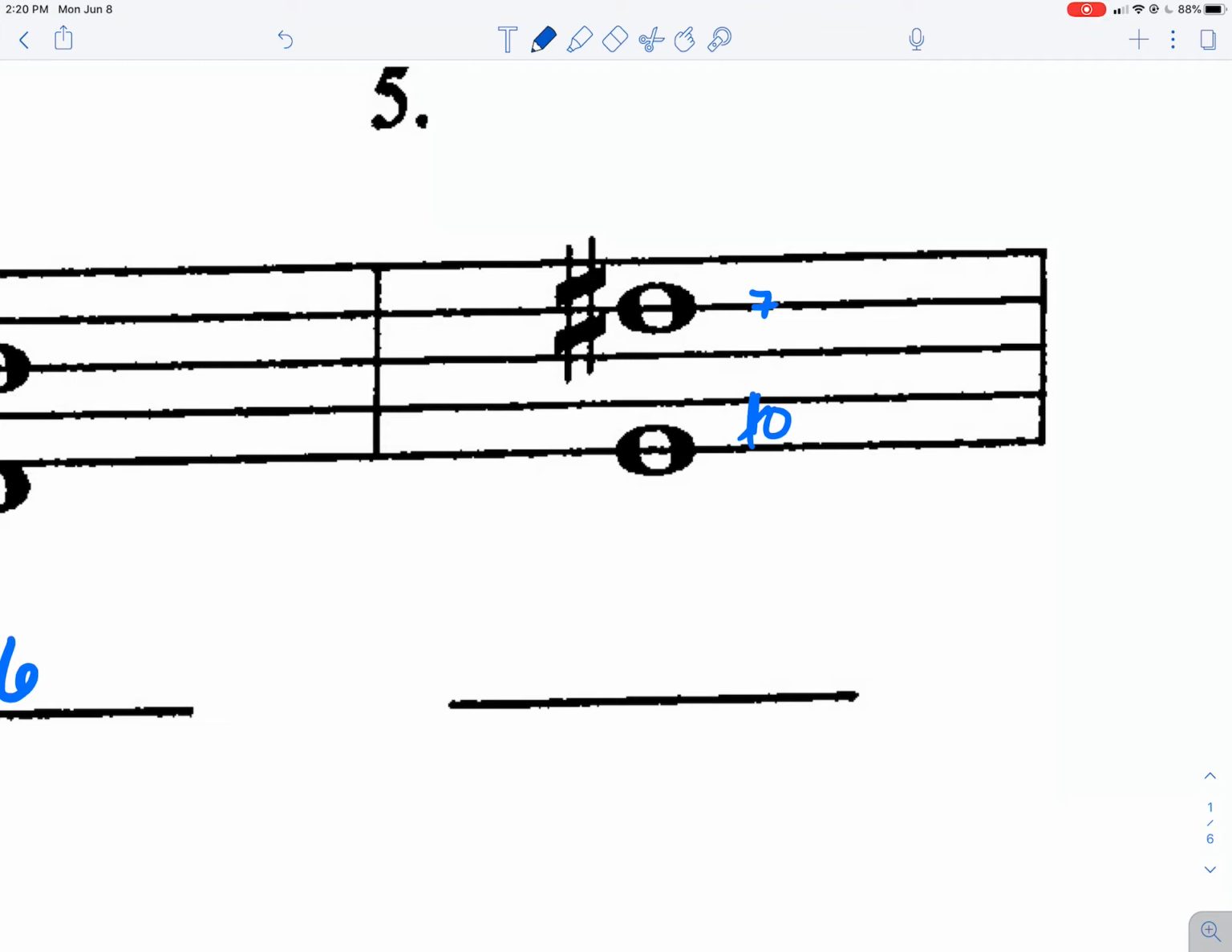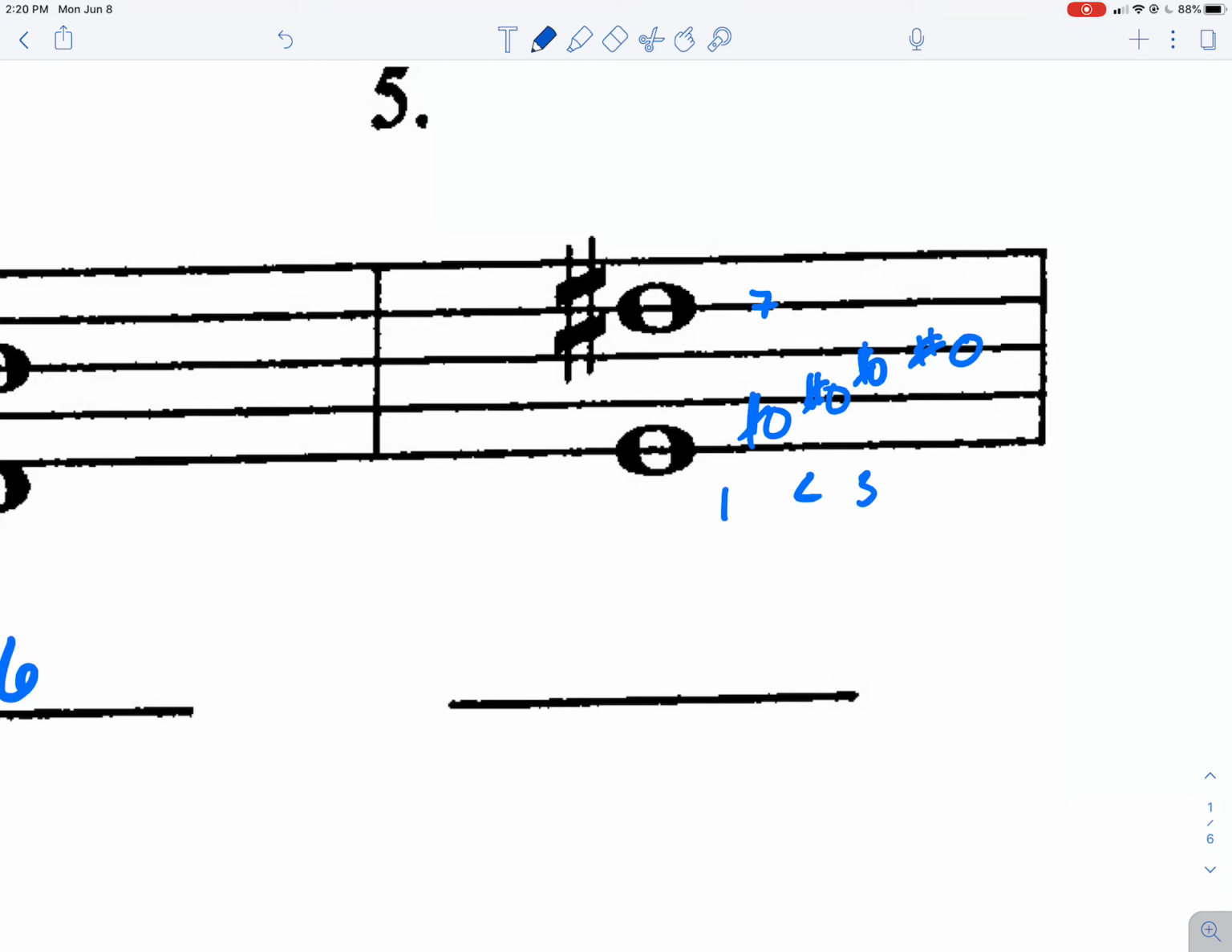And then we're going to count our whole steps. So E to F sharp is 1. F sharp to G sharp is 2. G sharp to A sharp is 3. A sharp to B sharp, we'll call it.